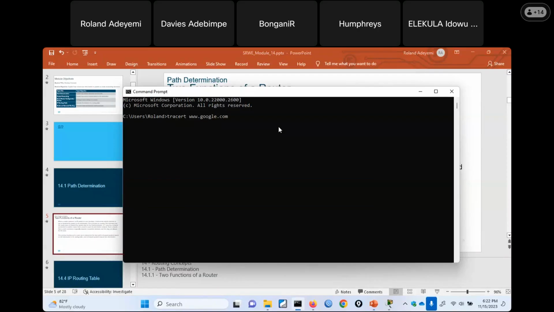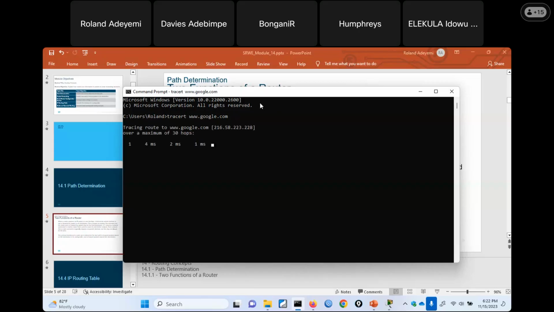www.google.com. The ping command will just help you to test for connectivity. If you can get to the destination, it should come back and give you a reply. If you can't get to the destination, it will come back and tell you, I can't get there. But the traceroute command can tell you, when I got to a certain router, I couldn't go any further. And you are going to see where the problem is. So let me hit enter.